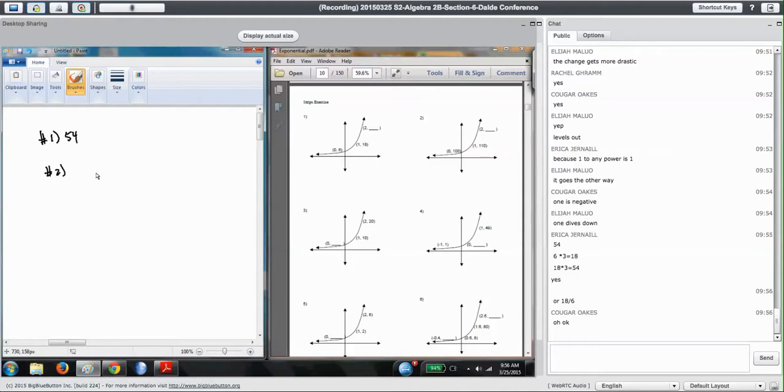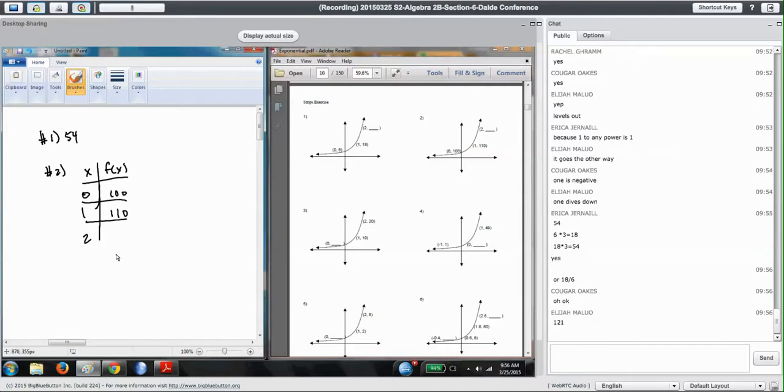Okay? If we want to make a little table, x, f of x, using the numbers they gave us, 0, 100, 1, 110, okay? 2 what? This one's a little bit tougher. 121. Very good. How'd you figure that one out, Elijah?